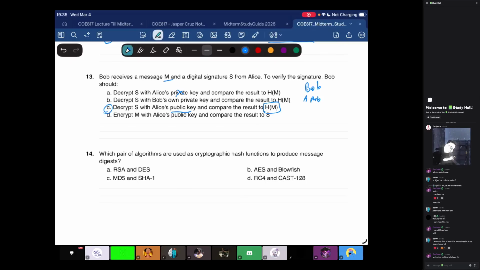And when you decrypt the signature with Alice's public key, you end up getting the value of her digital signature, included with this hash value of the message that's being sent. And so if the signature includes the hash of M, then in a way that just verifies that the signature is true and it is from Alice.